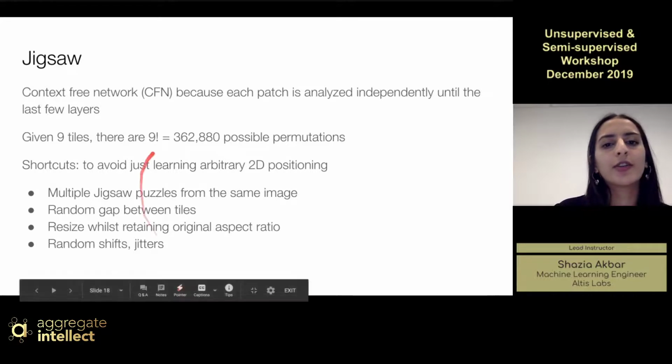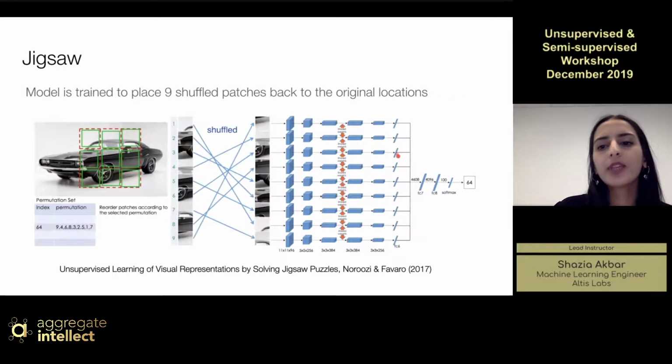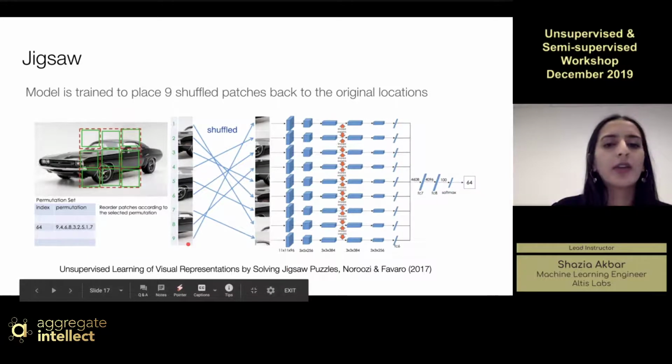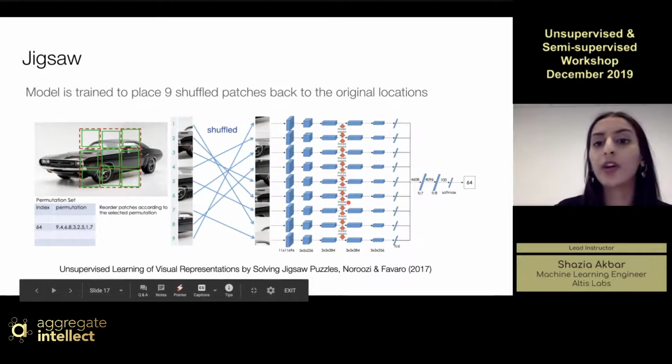And obviously there are a lot of possible permutations. If you've got 9 tiles, there are a lot of different permutations and possible transformations that can take place. But here you'll notice that there's only 64 as the output. The reason is that they found that all of those permutations made it a very difficult problem for the model to solve, and it didn't actually work in practice.